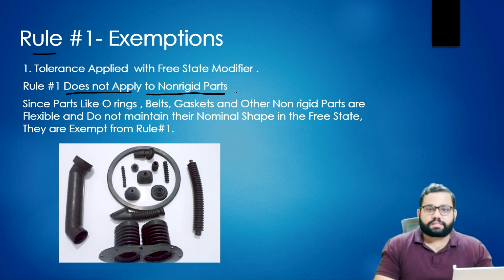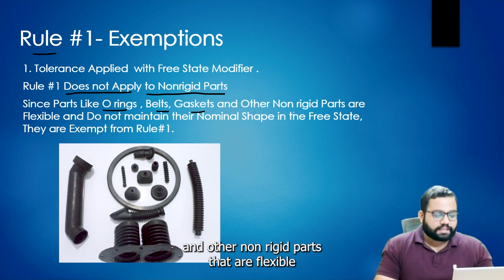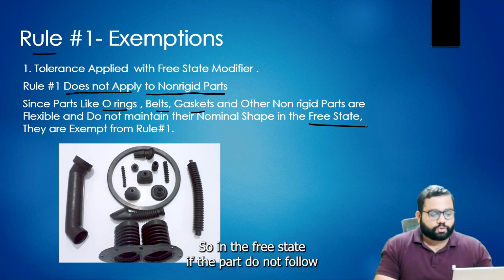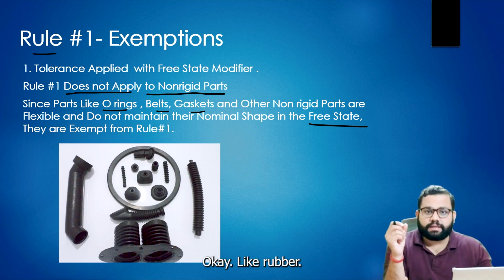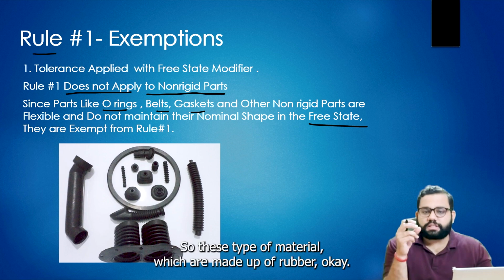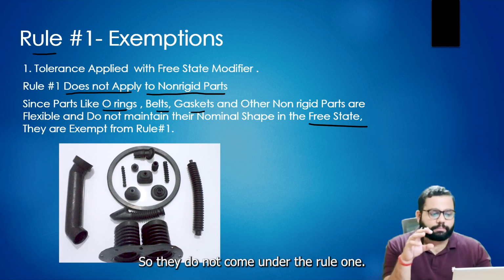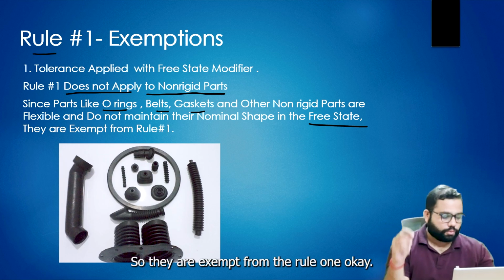Non-rigid parts like O-rings, belts, gaskets, and other flexible parts do not maintain their nominal shape in the free state. Materials made of rubber, for example, do not maintain their nominal shape, so they do not come under Rule 1. They are exempt from Rule 1.